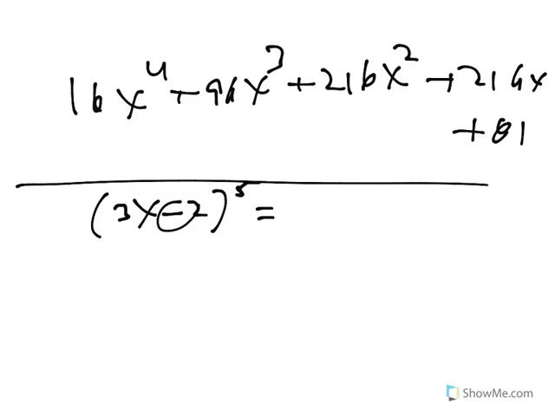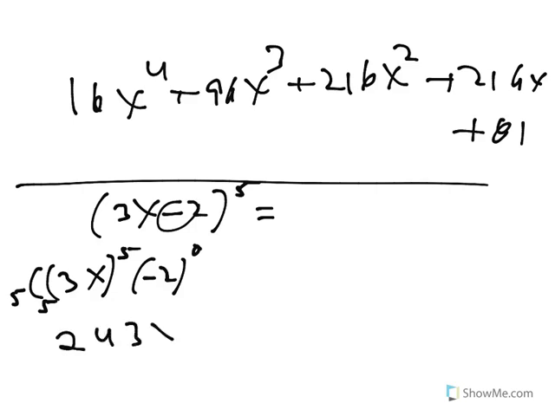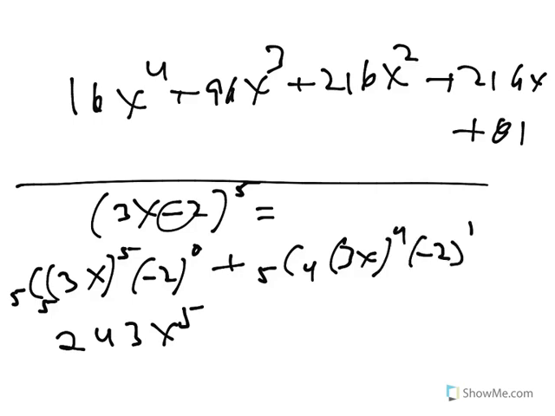If the b is negative, this is going to start off as 5c5, 3x to the 5th, negative 2 to the 0, which is just the same thing as 243x to the 5th. The second term is going to be 5c4, which is equal to 5, times 3x to the 4th times negative 2 to the 1st, and when you combine that together, you get minus 810x to the 4th.